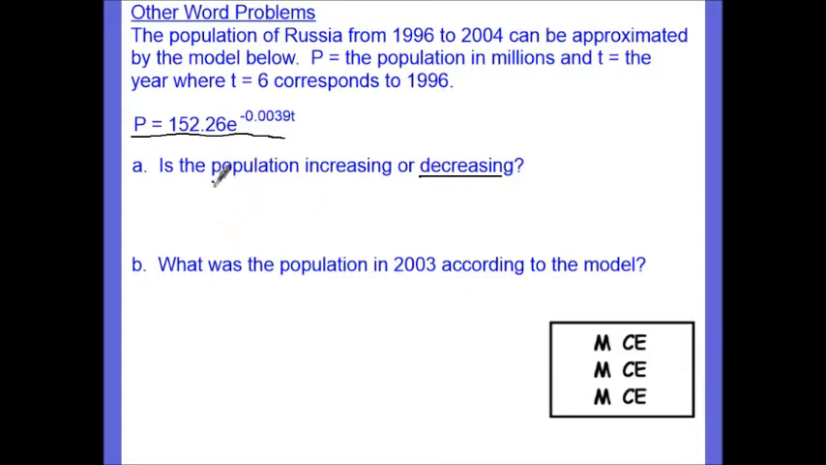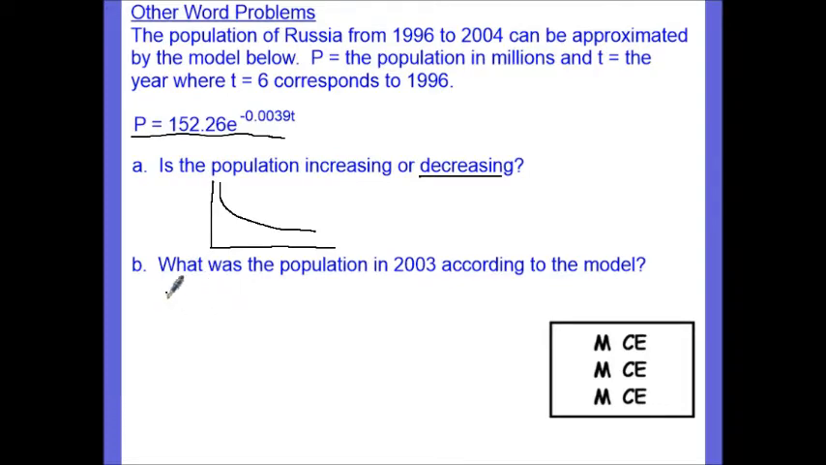Alright, so from there, again, if you wanted to, you could go ahead and graph this thing and play around with the window a little bit, and you should eventually get a graph that looks something like that, indicating that we have a decreasing sort of situation. Now a follow-up question is, what's the population in 2003 according to the model?